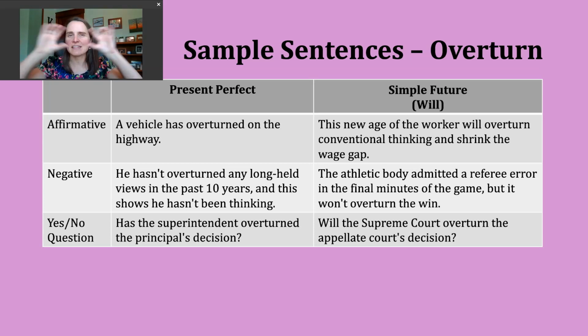Here we're kind of talking about like the governing agency of a sport, right? They're admitting someone made a mistake, but here they are not going to reverse things. They're not going to reverse the outcome.